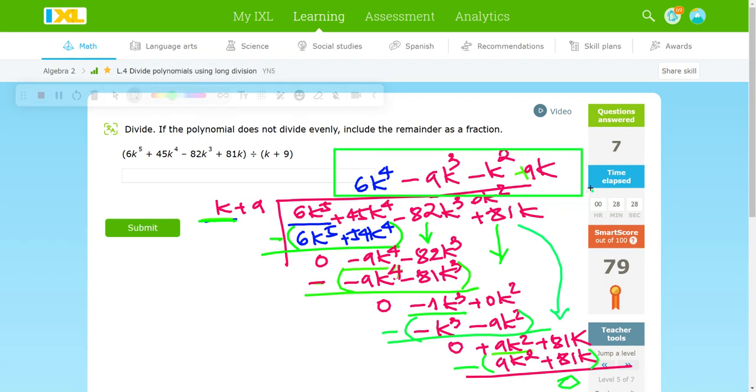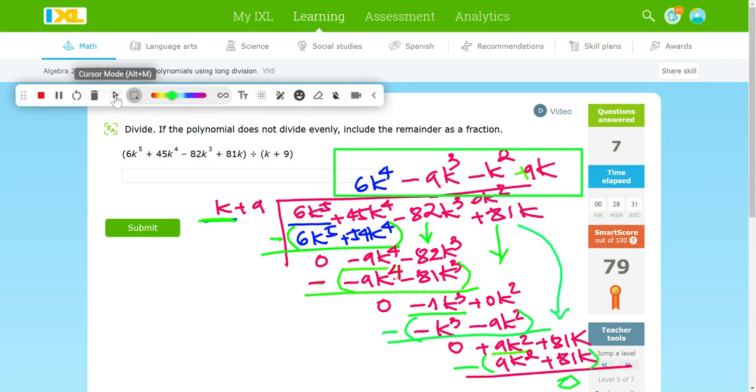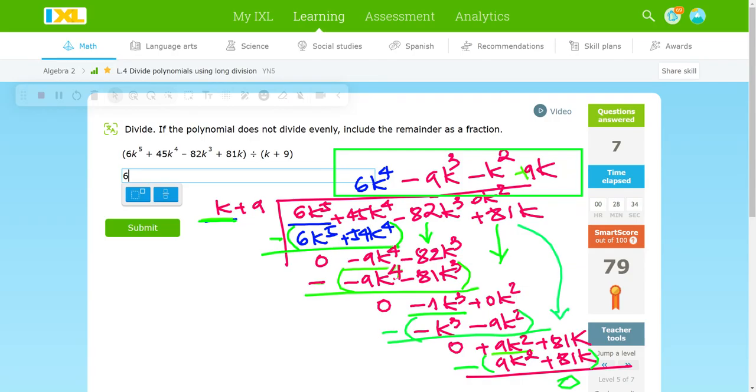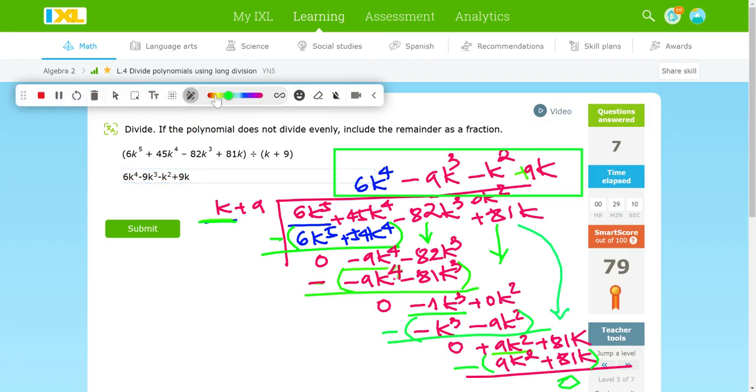That's it. So let's put over here 6k to the 4, subtract 9k to the third, subtract 9k to the third, subtract k squared, and the last one is plus 9k. Make sure you move your cursor down. I think I'm correct, but I can double check one more time.